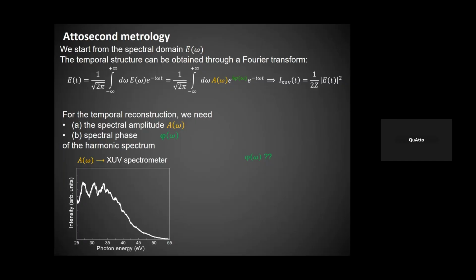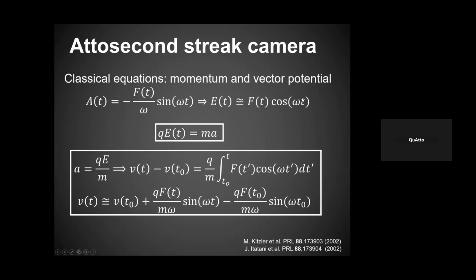So how do we get the temporal phase here? The good point is that we can understand how we get the temporal phase really using classical mechanics. Of course, there is also a quantum mechanical model, but the basic principle of the attosecond streak camera can be really understood using classical mechanics: the classical motion of a charged particle inside an external electric field.